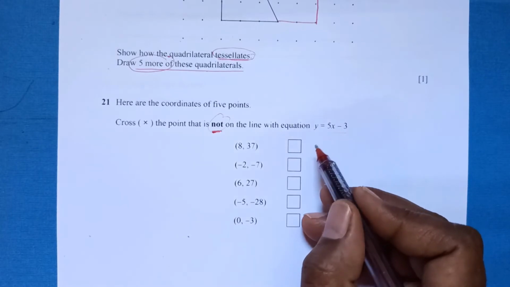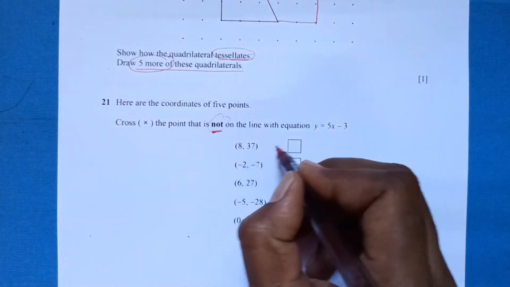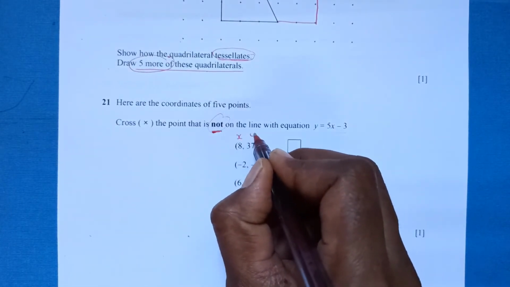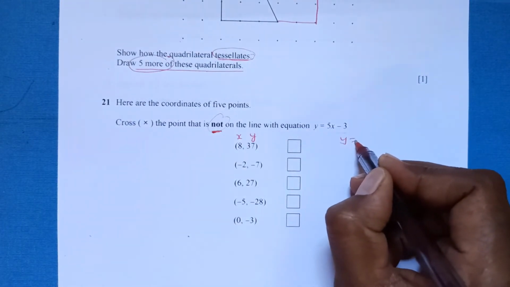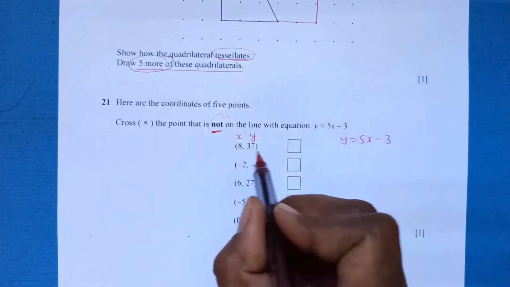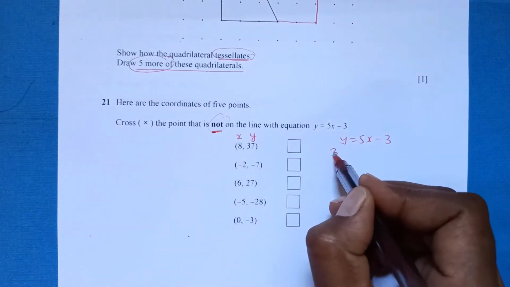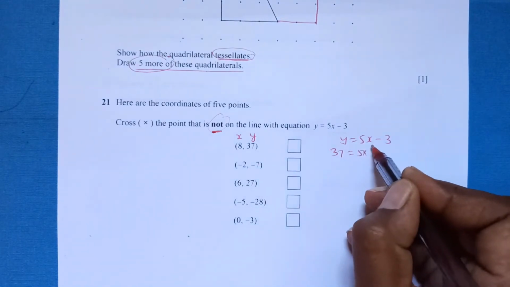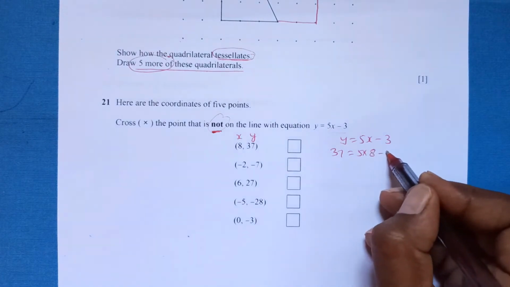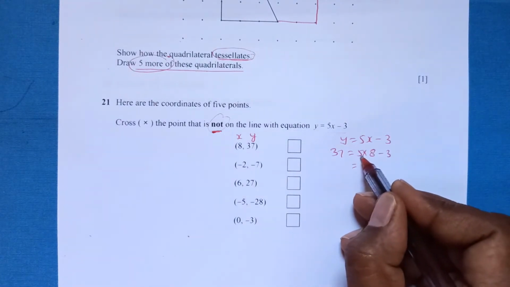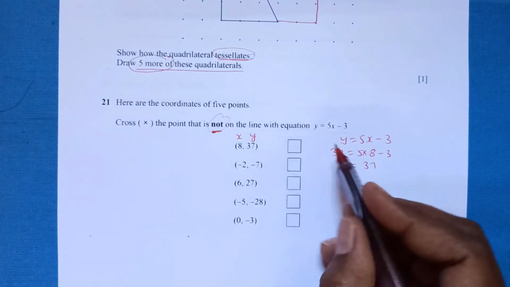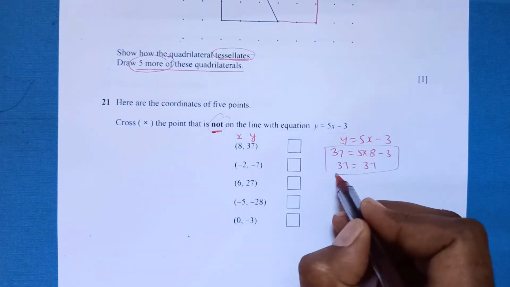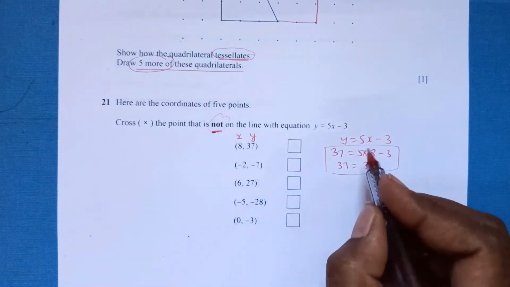So let's see one by one. This is the coordinate for x, the next one is for y. So here y is equal to 5x minus 3. So y is 37 and 5 times x is 8, minus 3. So 5 times 8 is 40. 40 minus 3 is 37. So this is the solution. So no, we are not going to cross this out.